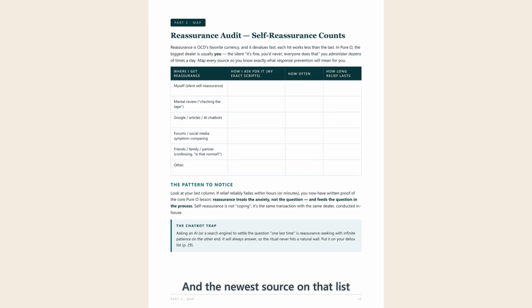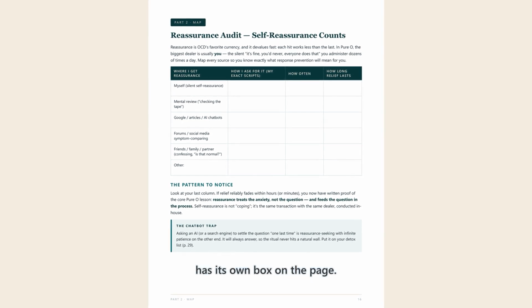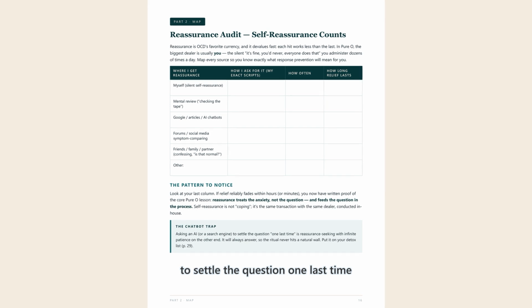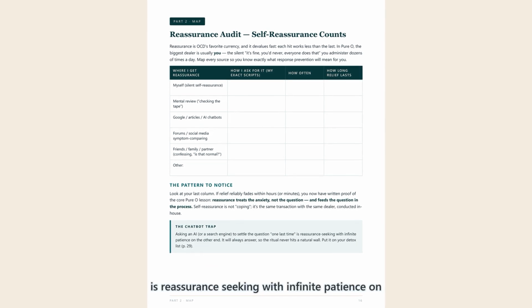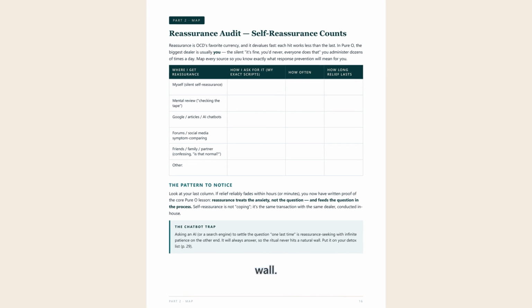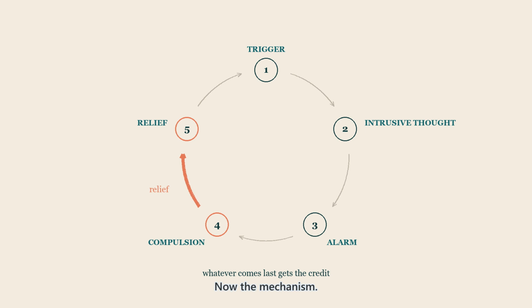And the newest source on that list has its own box on the page: the chatbot trap. Asking an AI or a search engine to settle the question one last time is reassurance seeking with infinite patience on the other end. It will always answer. So the ritual never hits a natural wall. A person eventually says, "We talked about this." Software never does.